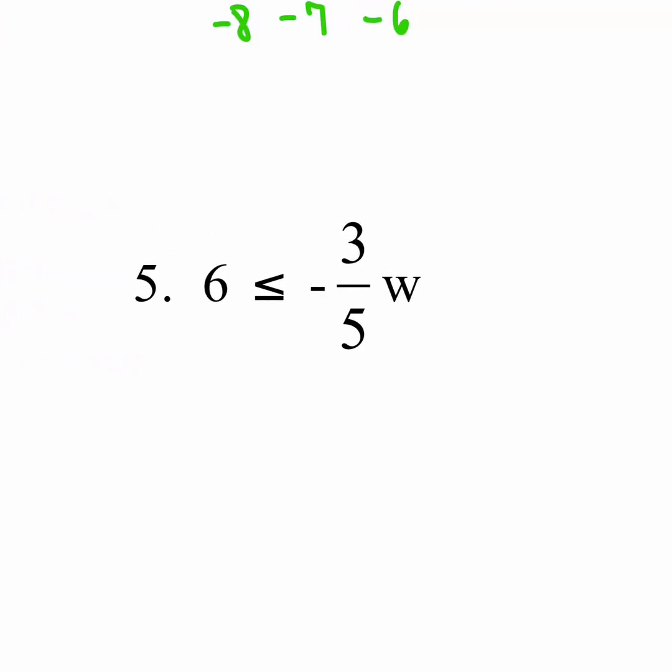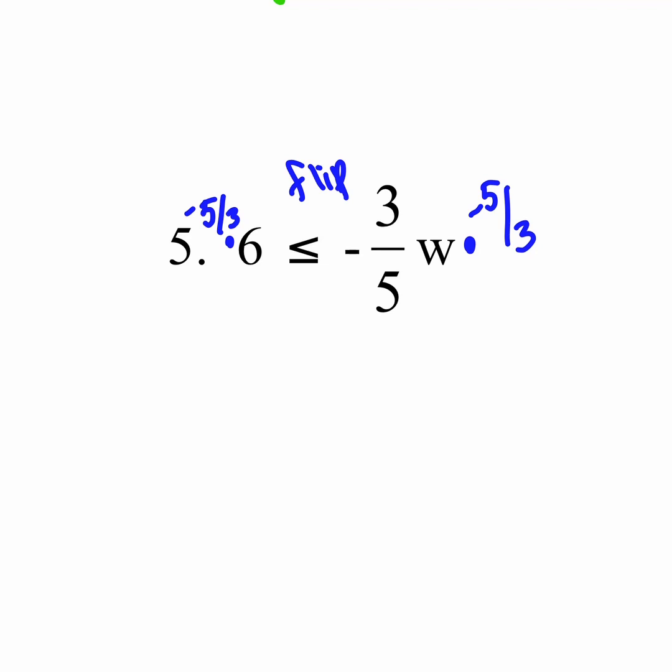Number 4, my w is being multiplied by -3/5, so I'm going to go ahead and multiply by -5/3, right? Multiply by the reciprocal. Once I write that negative, I'm going to write the word flip. Those cross, I'm left with w, flip my sign. This goes to -10.